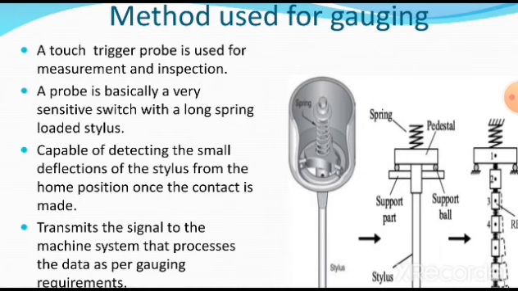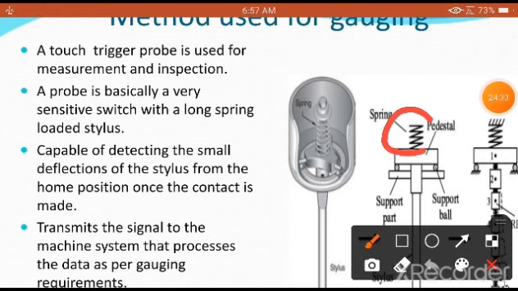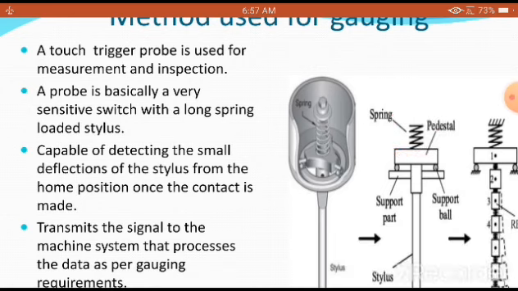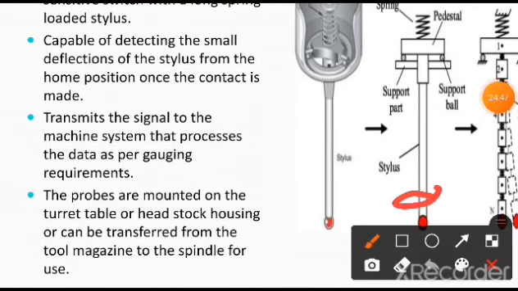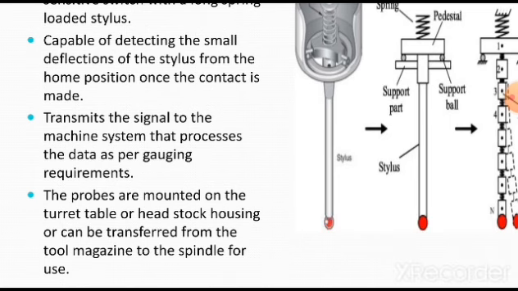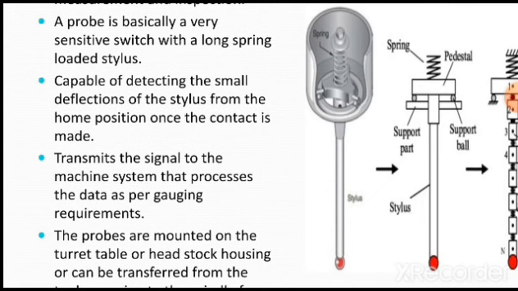A probe is basically a very sensitive switch. It is called a sensitive switch with a long spring loaded stylus. You can see clearly here, there is a spring loaded stylus, capable of detecting small deflections of the stylus from the home position once the contact is made. First of all, we bring this surface to contact the workpiece, and that is stored in the control system and used for detecting the deflections present, and it transmits the signal to the machine system that processes the data as per the gauging requirements.